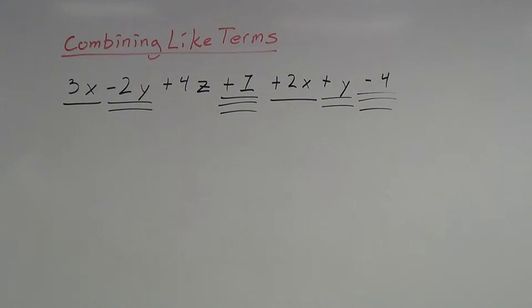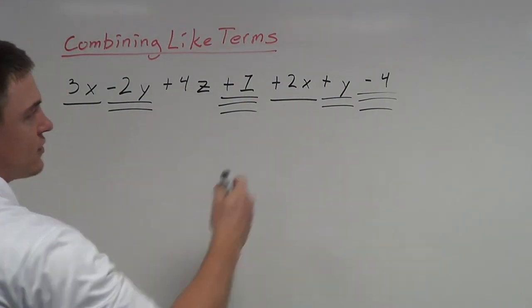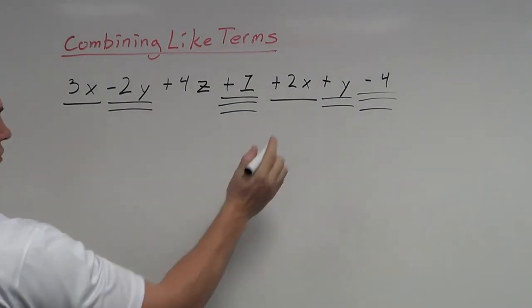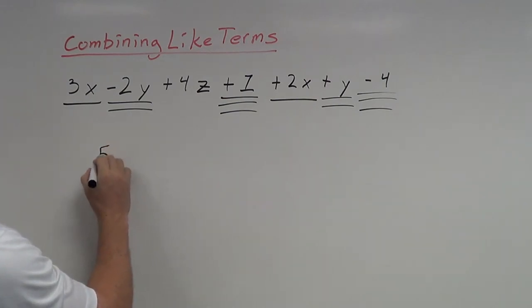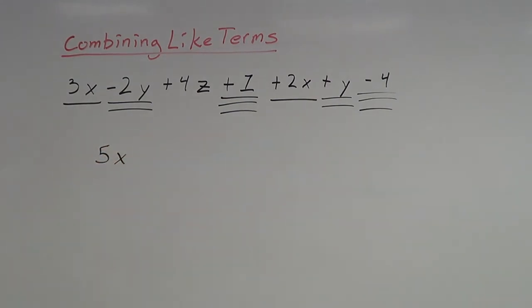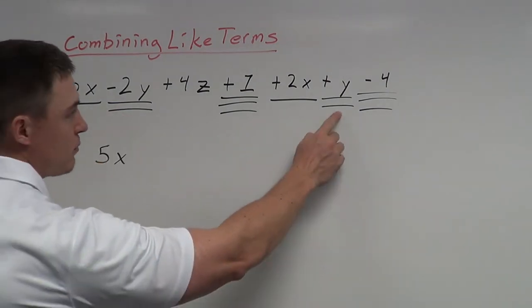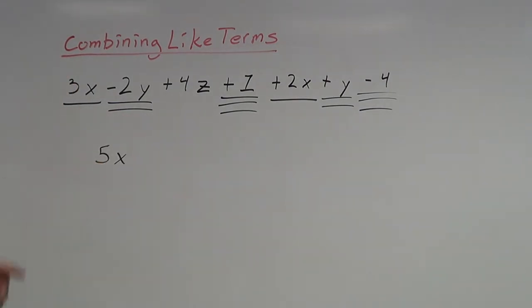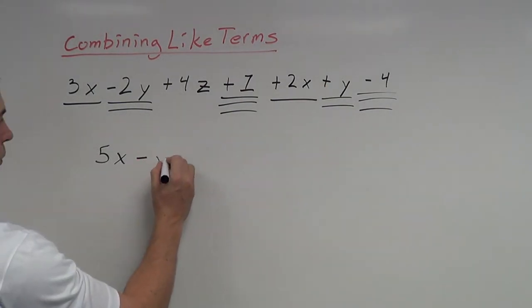All right, so now I'm going to go through and add or subtract depending on what the signs are. I'm going to add or subtract all my terms. So 3x plus 2x. 3 plus 2 is 5. So I have a total of 5 x's. All right, now I'm going to go to my y's. Negative 2y and plus 1y. Negative 2 plus 1 is going to be a negative 1y.